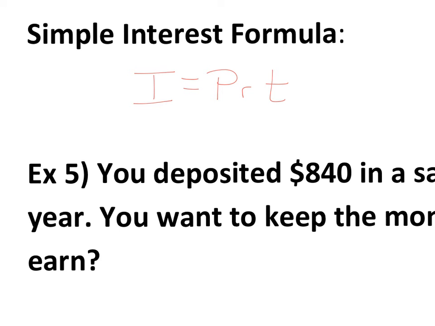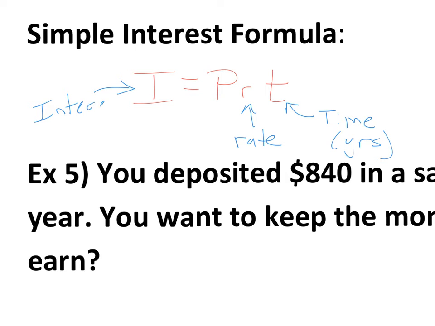Okay, I'll start with kind of the easier ones. T would be your time, and we're talking in years here. R would be your rate. Now, the I and the P: the I is your interest. So that's how much the bank is going to pay for you to keep your money at their bank. That's what the interest is. So this is how much money they're going to pay you.